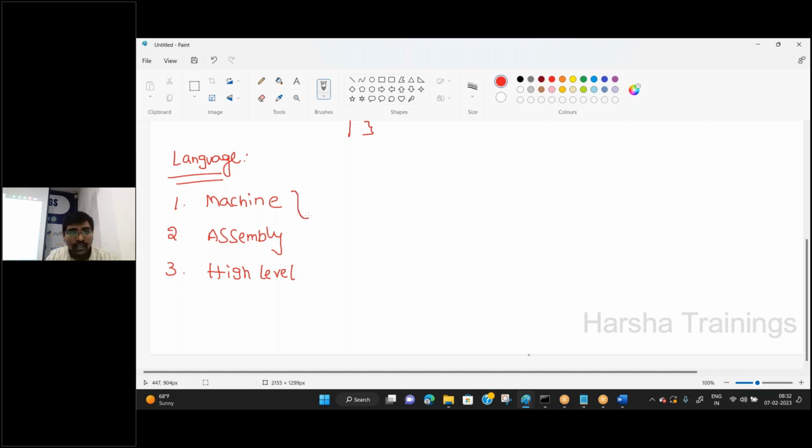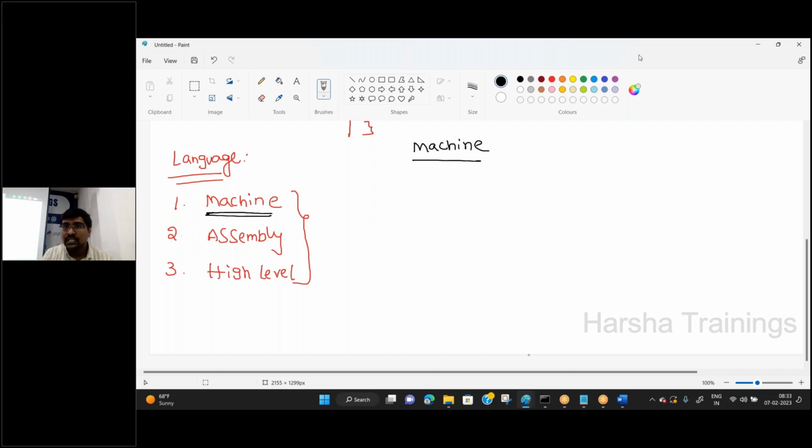Compulsorily, you need to learn the basic things. First, I will cover machine language. Machine, what is meant by machine? Computer. Our computer is called a machine. Machine language, in the sense, is the language that is understandable by the computer. Suppose the English language is understandable by me. Suppose the Telugu language is understandable by you. Exactly.